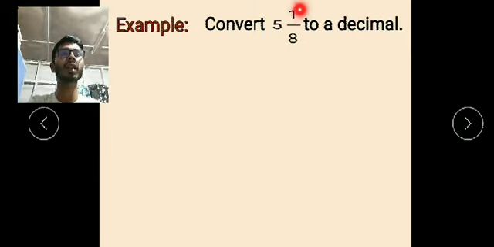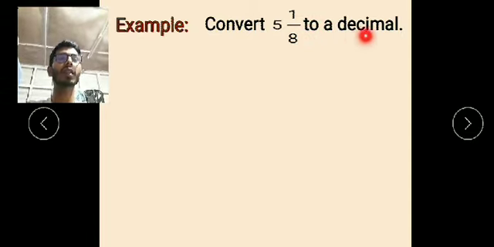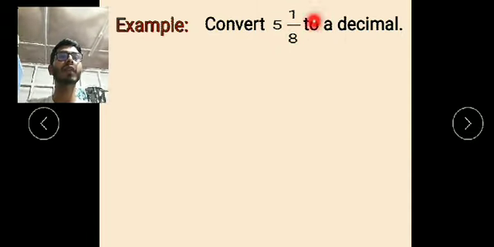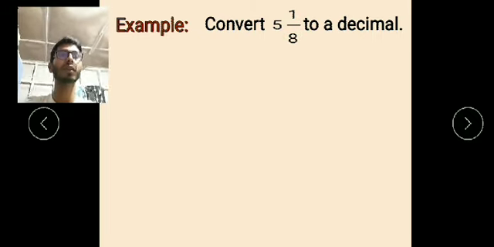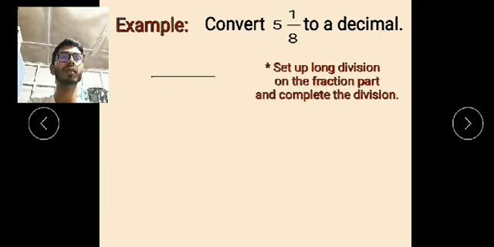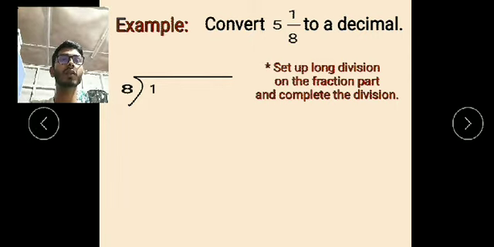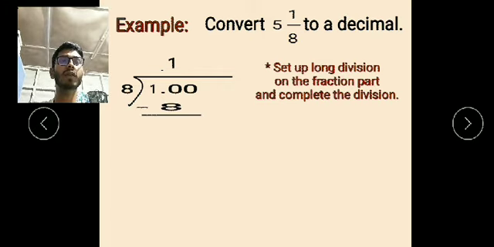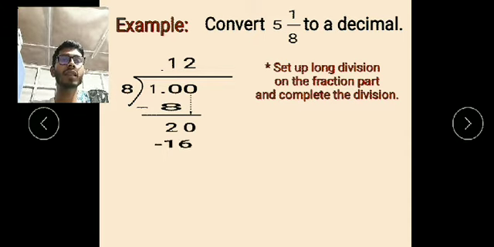5 and 1 by 8. How can we convert this into a decimal? First we'll divide the fractional part, 1 by 8. So 1 will be inside and 8 will be outside. So 0.00, then again a 0 will be written. Now 8 1s are 8. So 10 minus 8 will give you 2. Then a 0 will come down, 20. Now again 8 2s are 16. Now subtract 20 minus 16. It will give you 4.